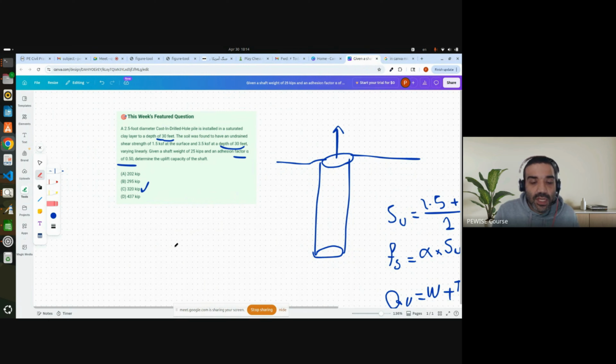This question was a little more difficult because it is not from the manual, and you need to know how the uplift capacity in the alpha method can be calculated. But once you know that you need to get the average shear strength multiplied by alpha and then add the weight, the rest is relatively easy to solve.